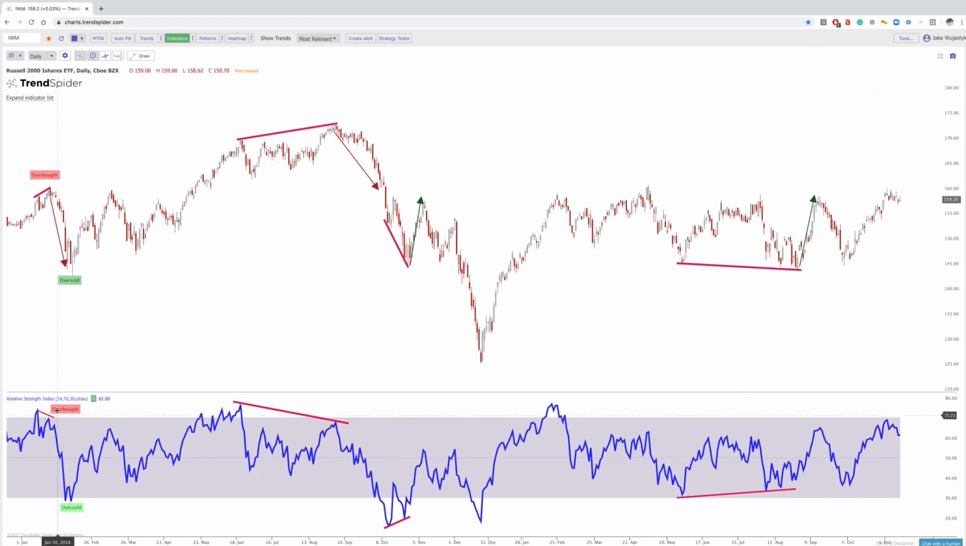So whenever you have an overbought condition on the RSI and negative divergence forms, this may be signaling a reversal in the trend, which we saw here.